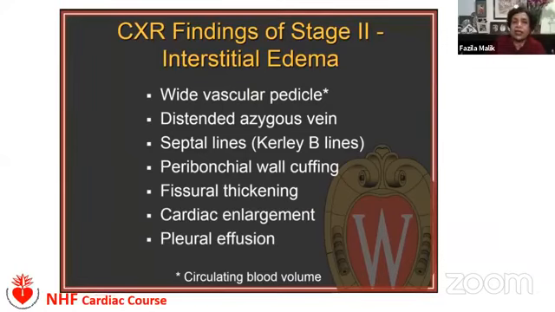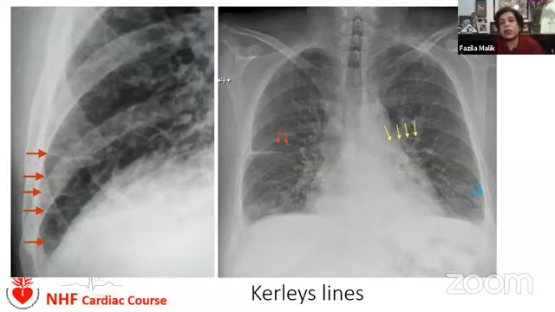The heart shadow may look enlarged. And as Dhiman was saying, there might be a pleural effusion as evidenced by blunting of the costophrenic angles. So let's look at these findings that we might find in the second stage of pulmonary edema.